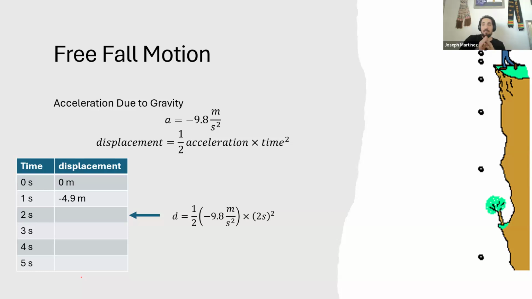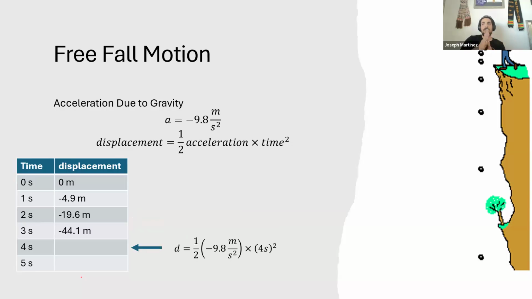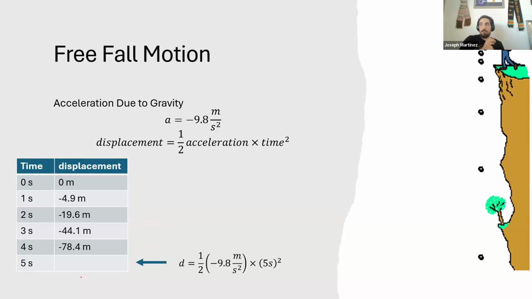We would map out the second, plug in 2 seconds, and we get 19.6 meters downwards. We see that's quite a big jump. In that first second, it only traveled about 5 meters, and in the next, it makes it all the way to 20 meters. So it seems to be speeding up quite quickly. And in fact, in the third second, it gets to 44 meters downwards. Again, that negative sign means down. It's moved 44 meters downward. We keep going, and we have 78.4 meters downwards in that fourth second. Then we plug in for our fifth second, we would find 123 meters moved.